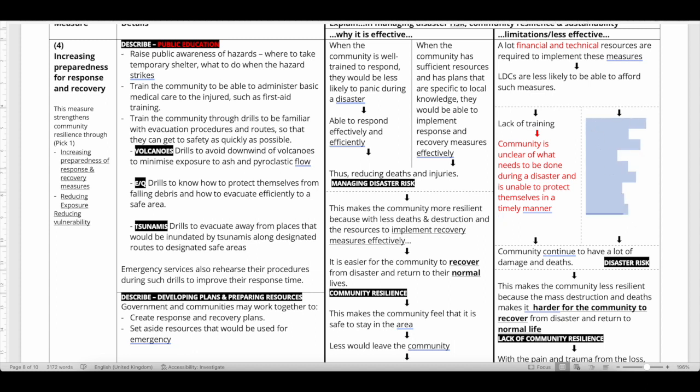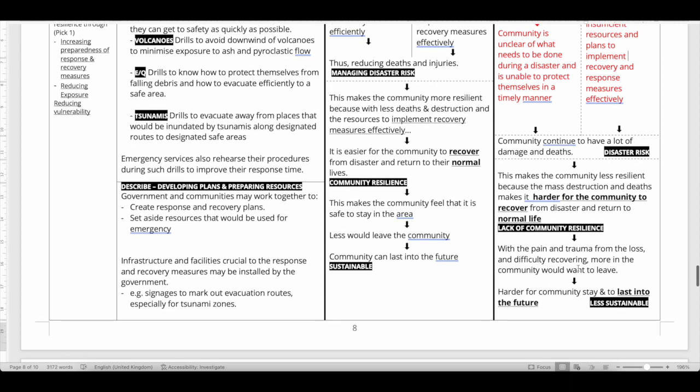Another possible reason is that there's insufficient resources. Maybe I want to do it, but I have no resources to, let's say, prepare emergency food supply, emergency medical supply to give out when there's a disaster. Okay, so they do not have the resources. They cannot plan it. Then also nothing can be done. They cannot really recover and respond effectively, which is why it continues to have a lot of deaths. Okay, and then it continues to be less sustainable and less resilient.